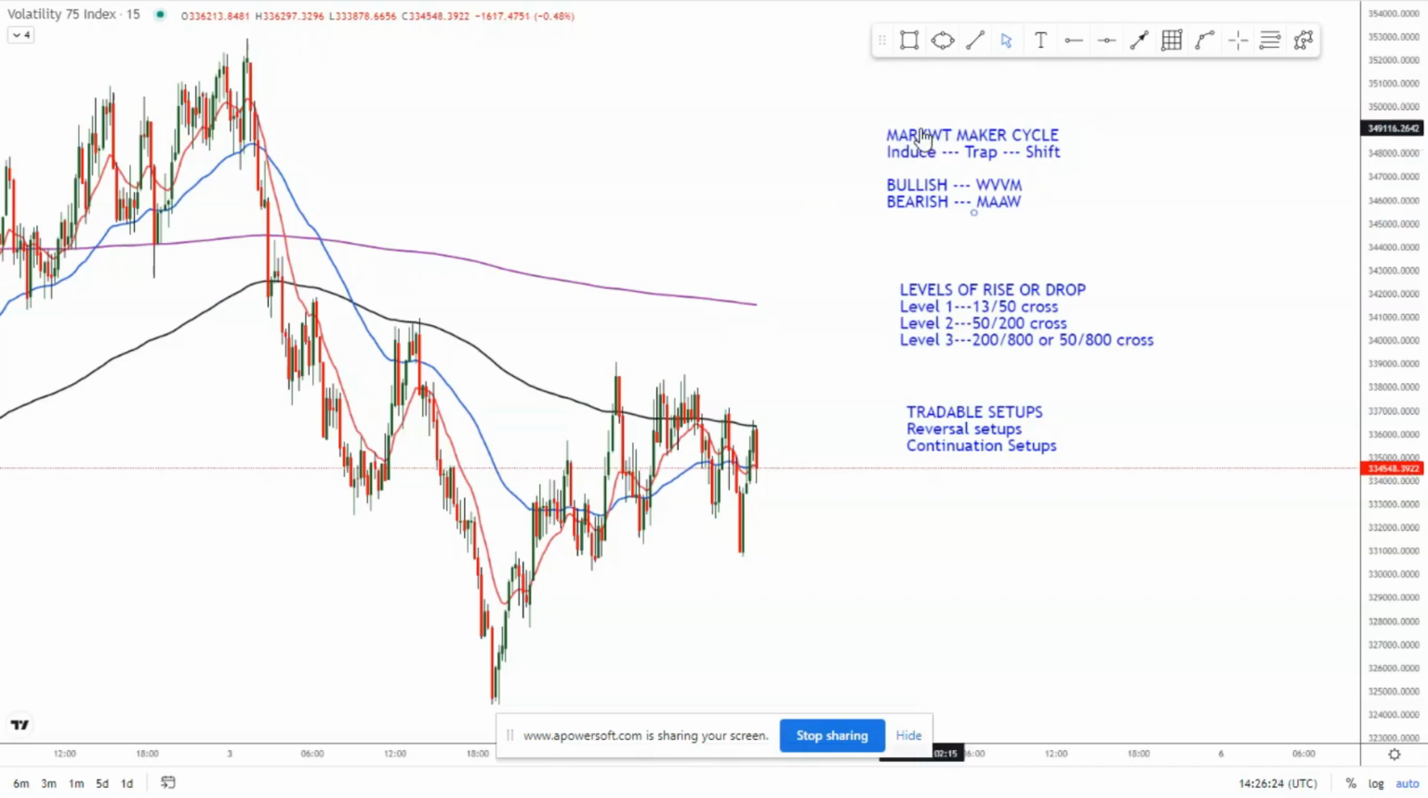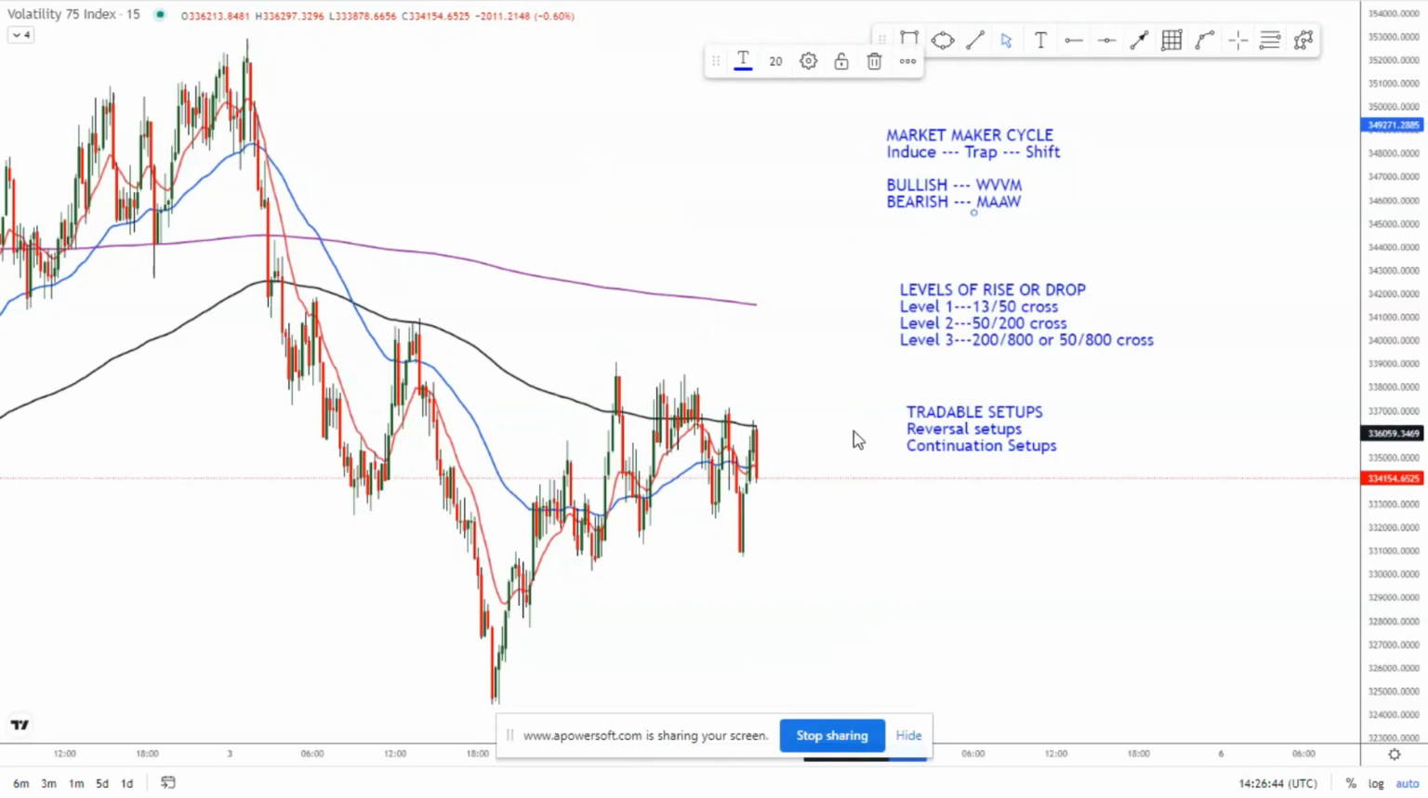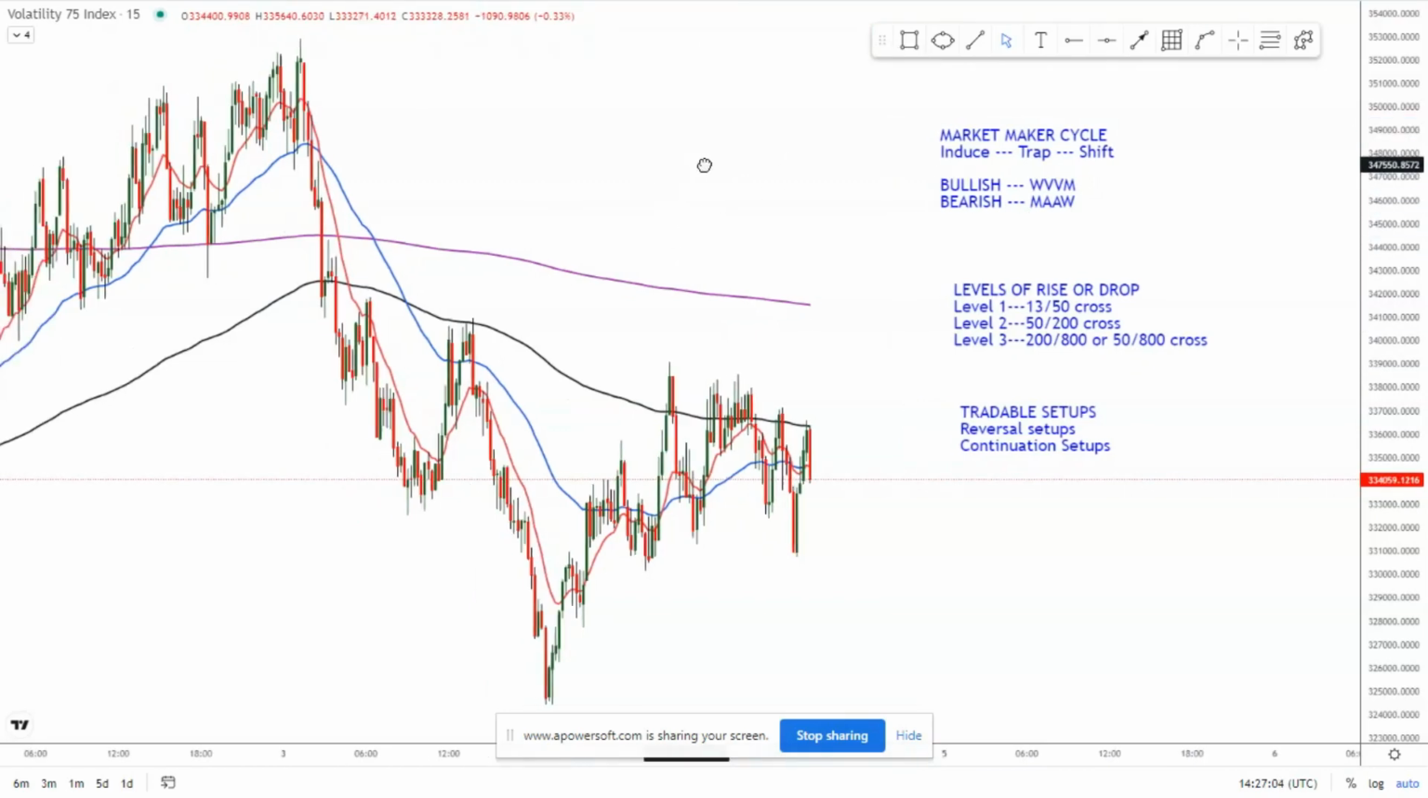The market maker cycle, we are going to talk about it. Then we are going to talk about levels. Actually, let me make a correction here. It is market maker cycle. Then we are going to look at the bullish and the bearish. We are going to look at the levels of rise or drop, and then we are going to look at the tradable setups. So this is most likely to be the last episode of covering BTMM only. You get? BTMM only. So this could be the last one.